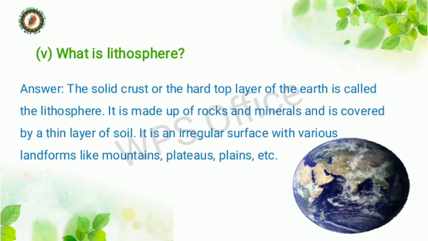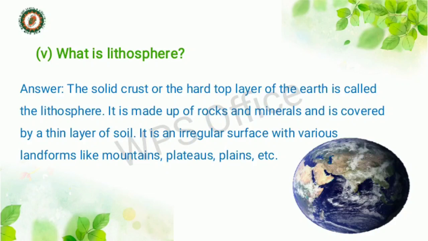Question number 5 is, what is lithosphere? And the answer is, the solid crust or the hard top layer of the earth is called the lithosphere. It is made up of rocks and minerals and is covered by a thin layer of soil. It is an irregular surface with various landforms like mountains, plateaus, plains, etc. That is the answer of lithosphere.